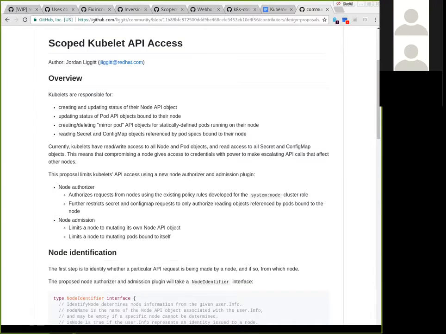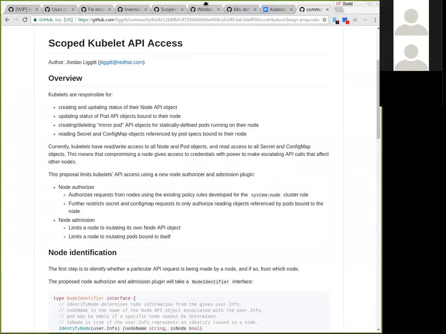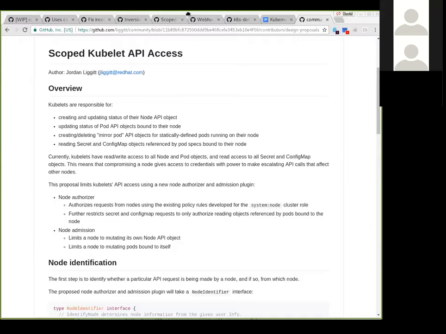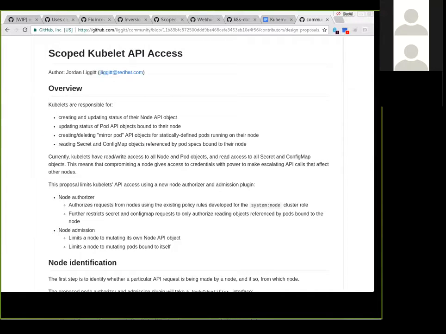So this is intended to let you divide up your cluster so that you have some nodes that are running less trustworthy workloads, and if those workloads escape and compromise their node, they should not be able to then access secrets and config maps intended for other nodes, and they should not be able to modify pods scheduled to other nodes, and they should not be able to create pods which would then be scheduled to other nodes. So it's limiting the impact of a compromised node to itself and workloads that were running on that node.